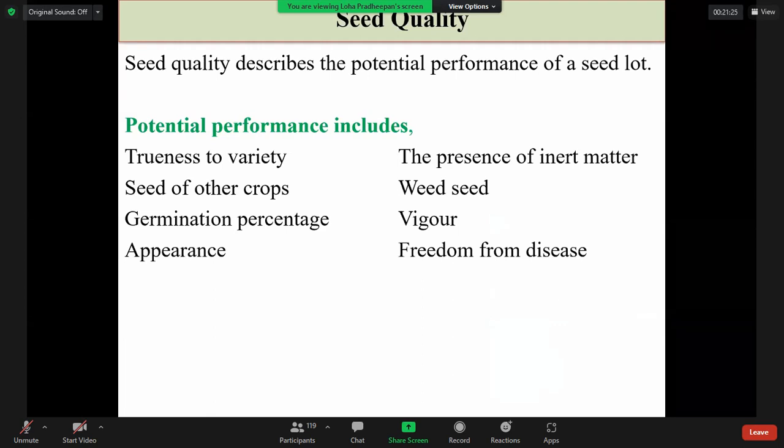The monocot and dicot classification we have. The another one is based on germination.